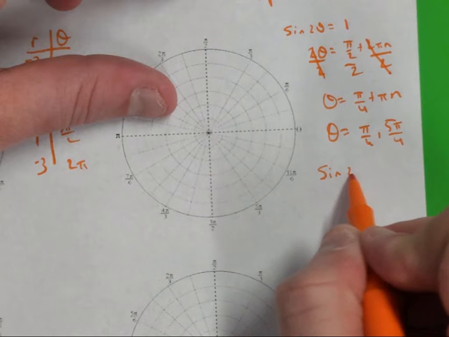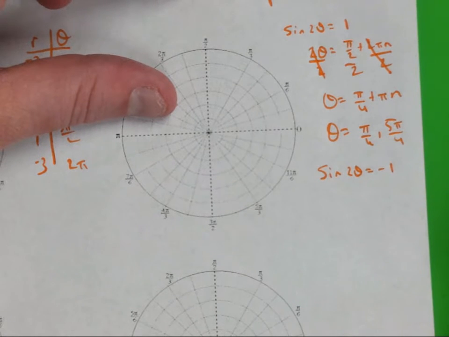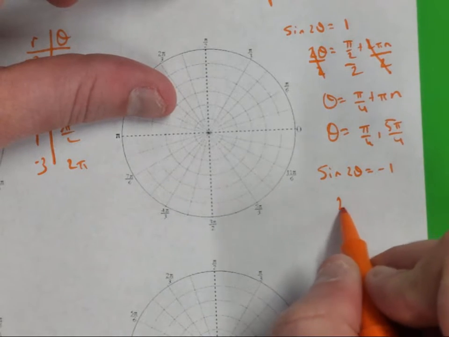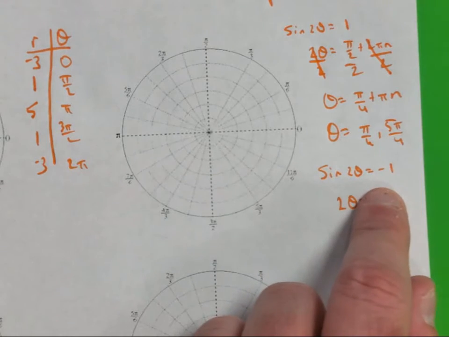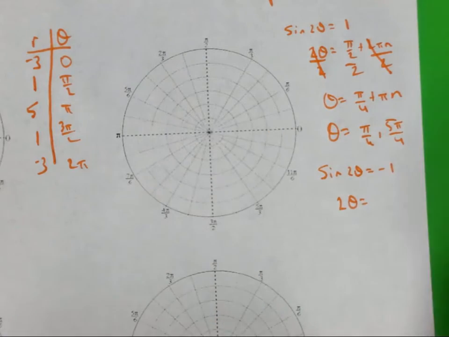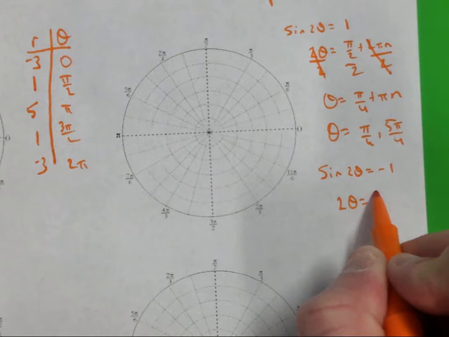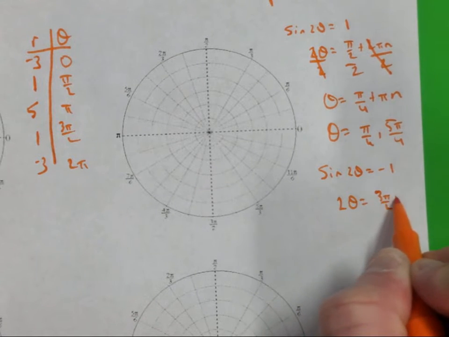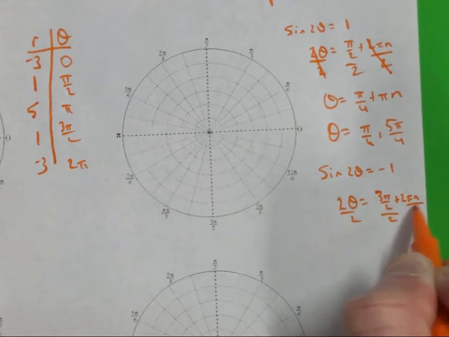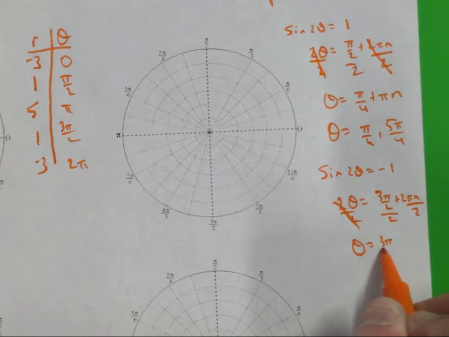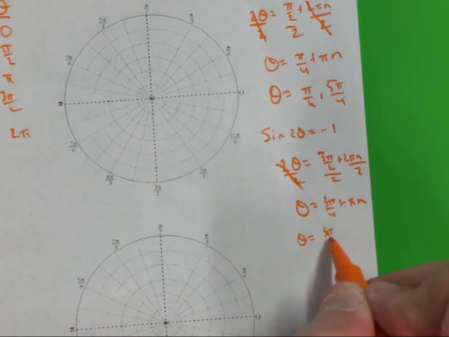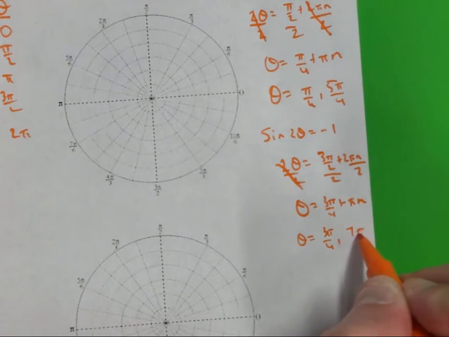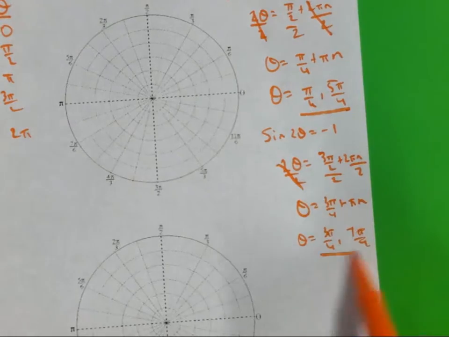Now I'm going to do sine of 2 theta equals negative 1. Alright. 2 theta equals. Where does sine give me a value of negative 1 at, Jake? What is it? 3 pi over 2. Very good. I'm going to divide everything by 2. Theta equals 3 pi over 4 plus pi n. Let n be 0, so that's going to be 3 pi over 4. Let n be 1, that's going to be 7 pi over 4. I have 4 petals, I should have 2 here and 2 here.